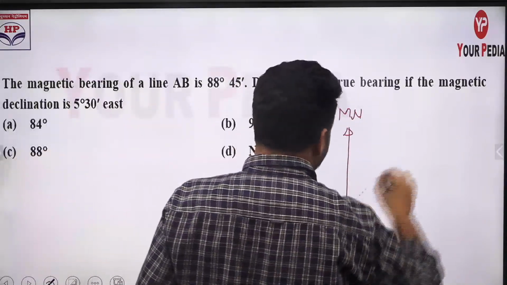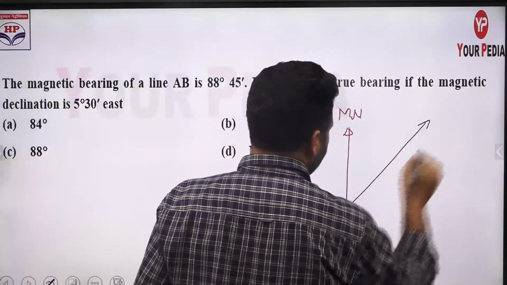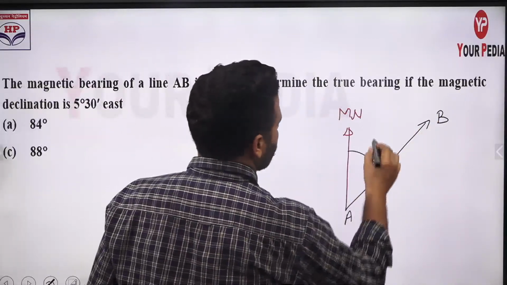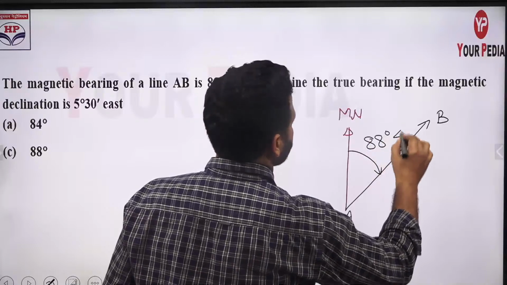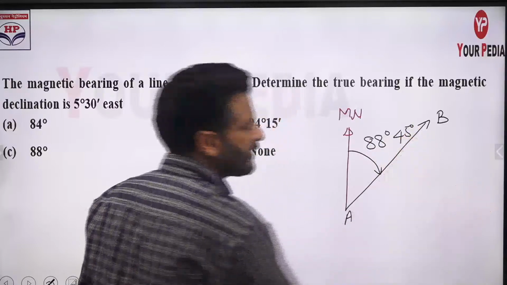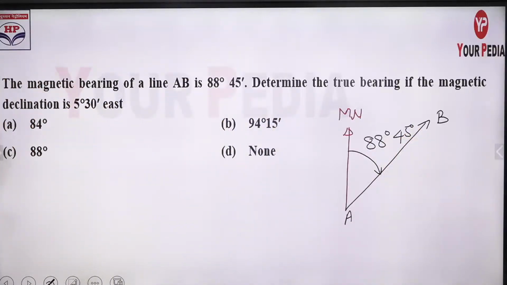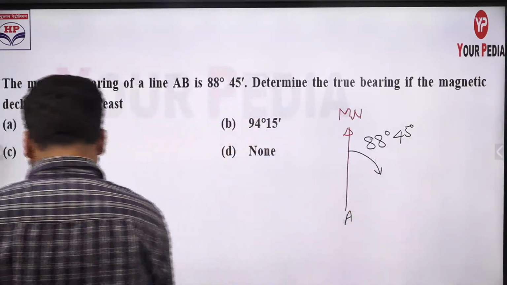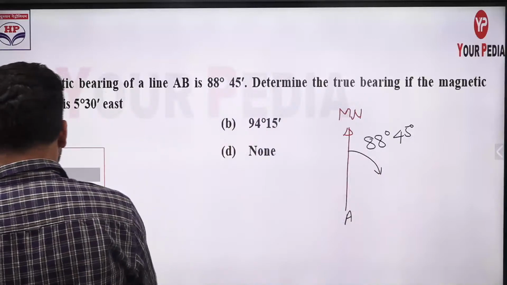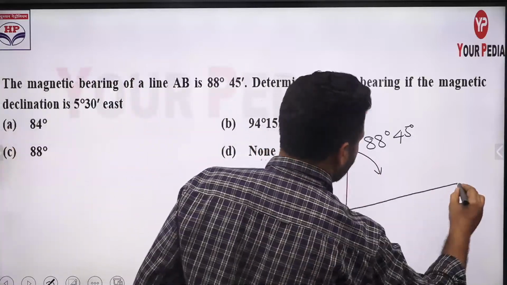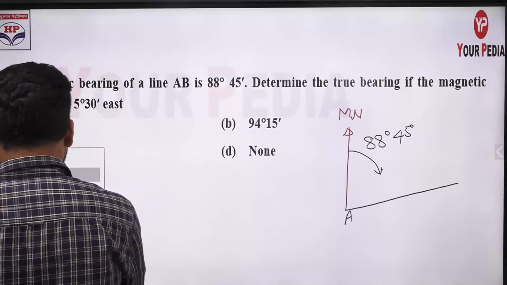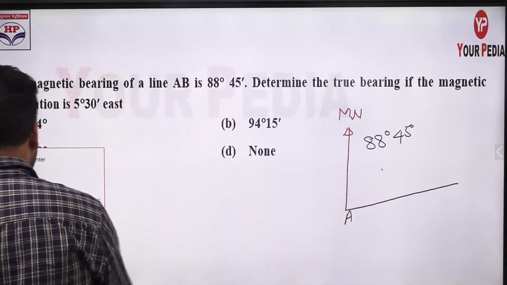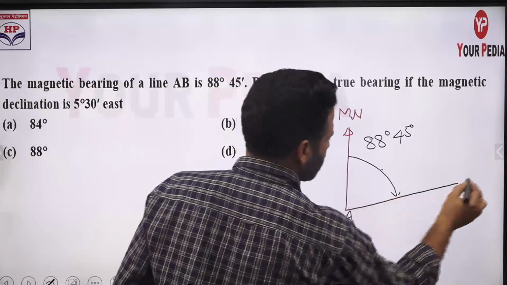AB line का magnetic bearing कितना है? Suppose this is A, this point is B. So magnetic bearing of line AB is 88 degree. I am not exactly marking here the angle because this line would be like here, it will be little less than 90 degree. So let me do it correct. So somewhat here, suppose we have the angle that is your 88 degree 45 minute. This is the angle given to us.